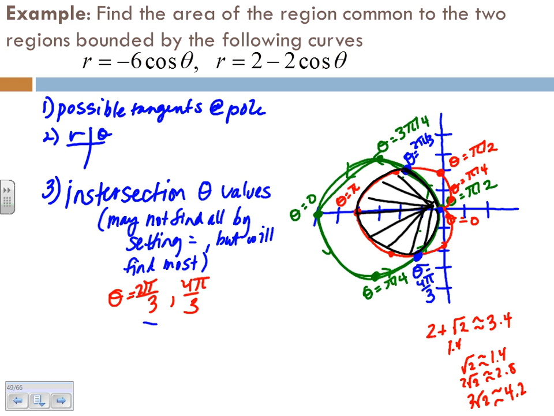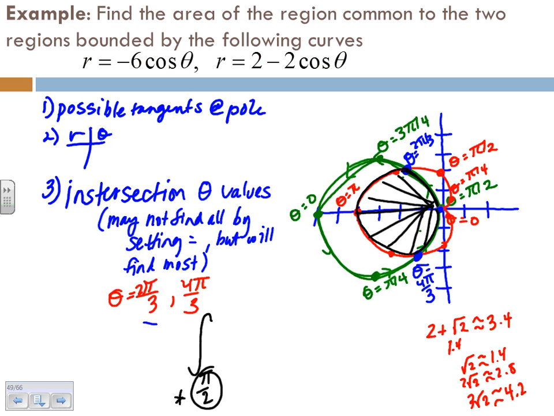As I'm following along to set up my integration of the area, where am I going to start? The circle or the heart? The circle. What theta value is that? Is it 0? No. What theta value is that of the circle? Pi over 2. This is the tricky part right there.